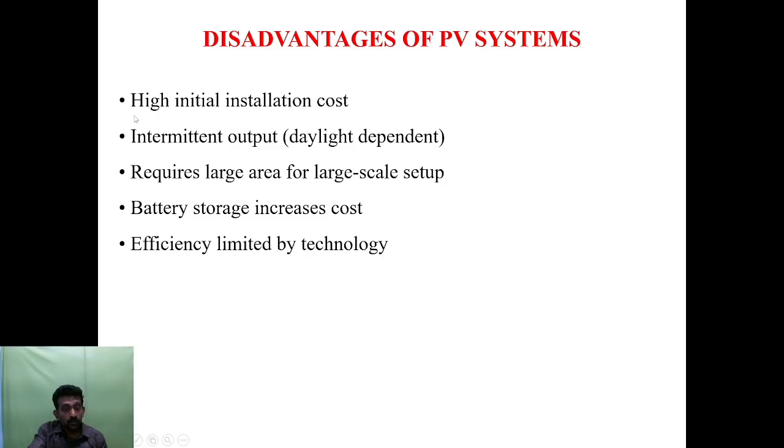So, the cost of installation of solar and the labor cost are also very high. So it has a higher installation cost. It is considered one of the disadvantages of the PV system.